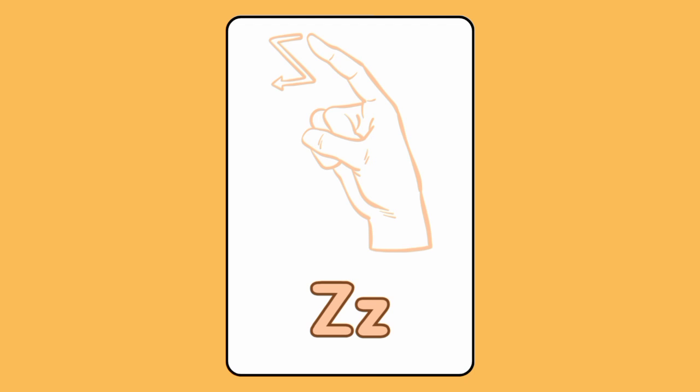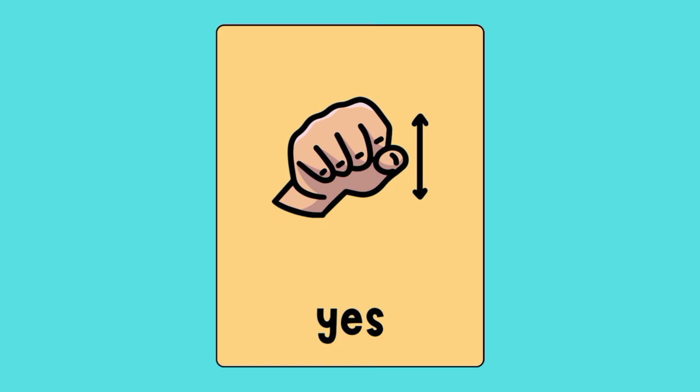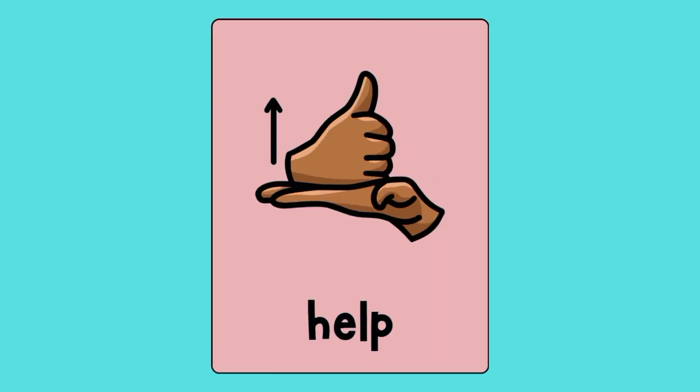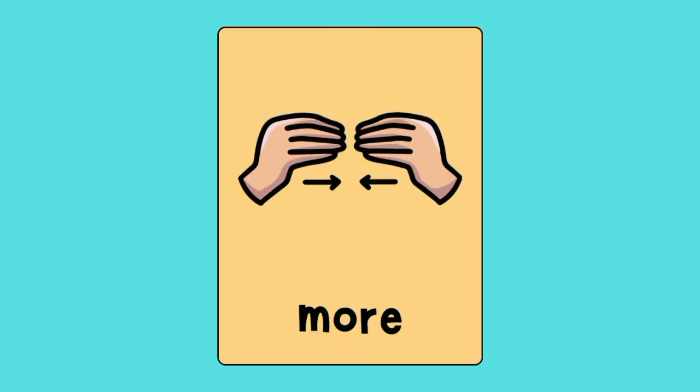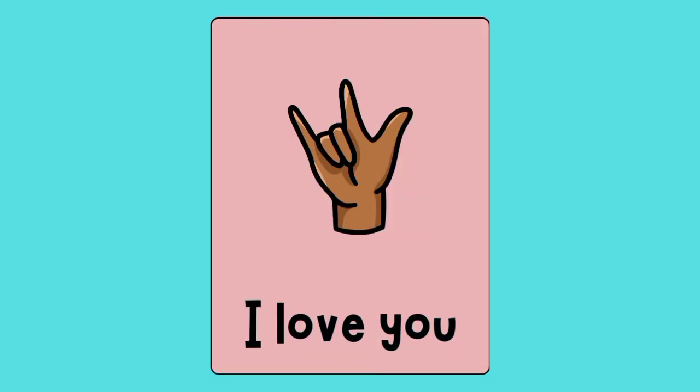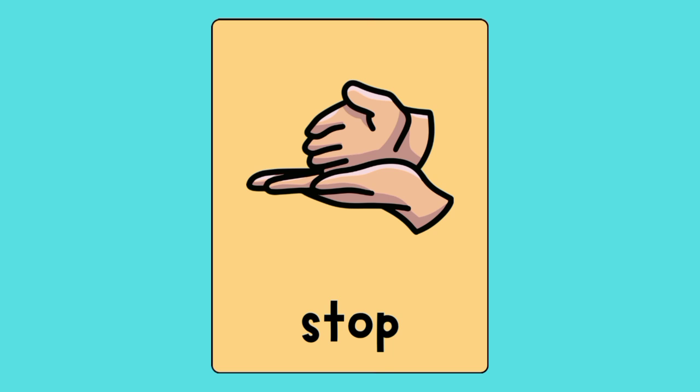Now let's experience some hand signs. This sign means yes. This shape means no. This style means help. Hence, this style means more. Hence, this style means clean. This style of hands means I love you. This style of hand means stop.